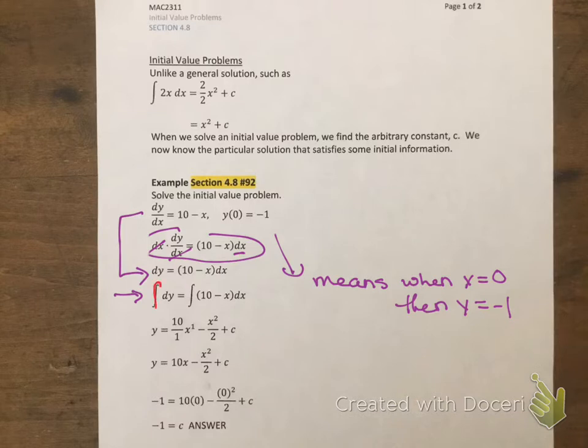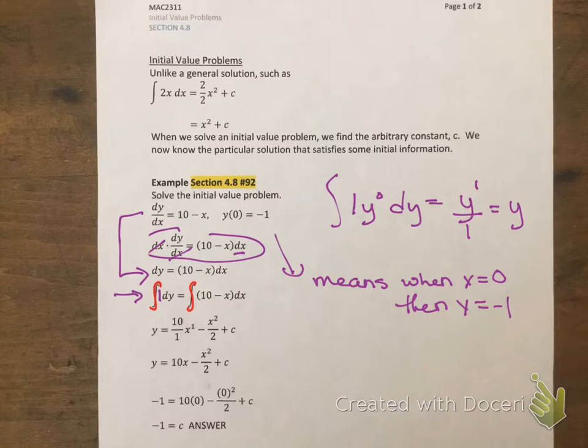So on the left, I am integrating dy, and on the right, I'm integrating 10 minus x dx. This is one that's understood to be in front of my dy. So when I integrate 1 with respect to y, that's like having a 1y to the 0 dy. When I integrate that, I will get y to the first over 1, or just y.